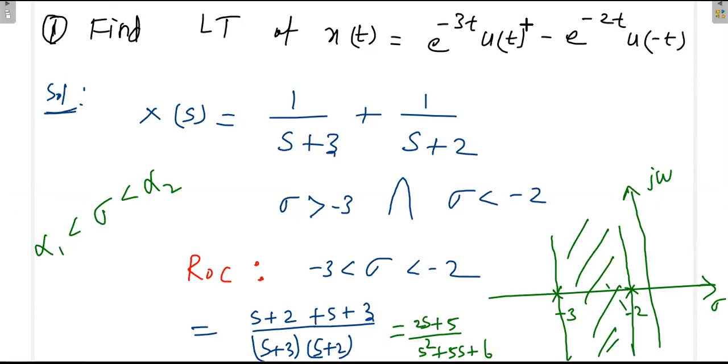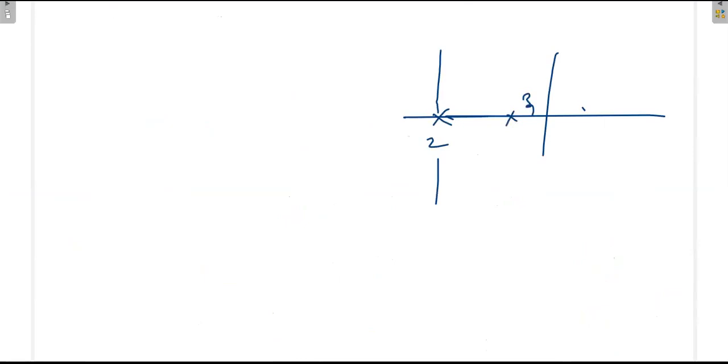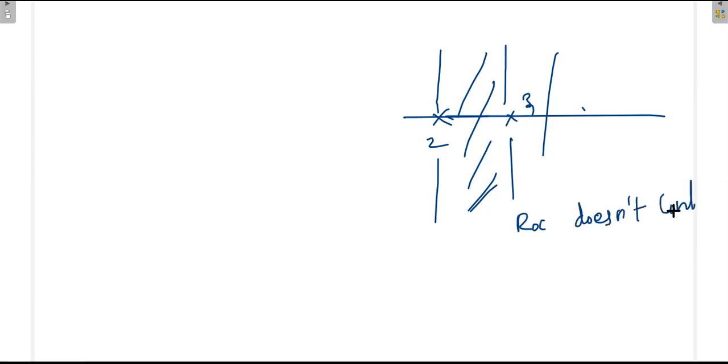Before writing those characteristics, in any case we will not be including the poles. Suppose I have poles at 2 and 3, I will be drawing the ROC inside this. The ROC does not contain poles. I will not have poles inside the ROC region. In general, ROC does not contain any pole. This is one of the important properties. Again, it may contain zeros, but in general, ROC will not contain any pole.